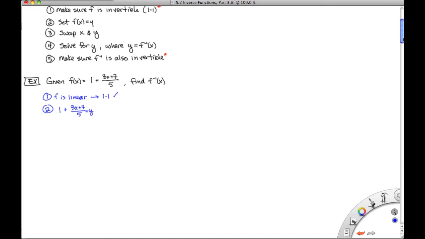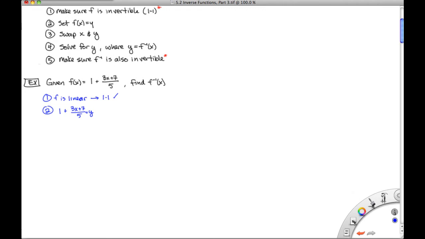Alright, so the next step is to swap out the x's and the y's. So here we'll have 1 plus (3y plus 7) divided by 5 is now equal to x. Now this is where sometimes it gets a little bit hairy. This one's not too bad, but in step 4 we're going to solve this equation from step 3 for y. We're just going to have to go through the algebra, being very careful not to make any silly mistakes, because it tends to happen with these.